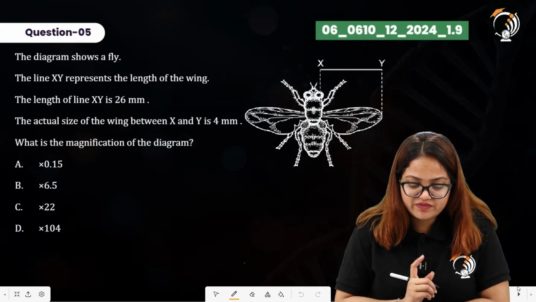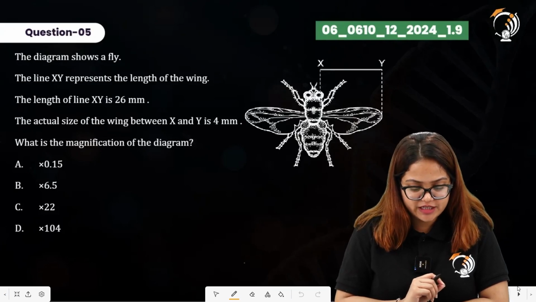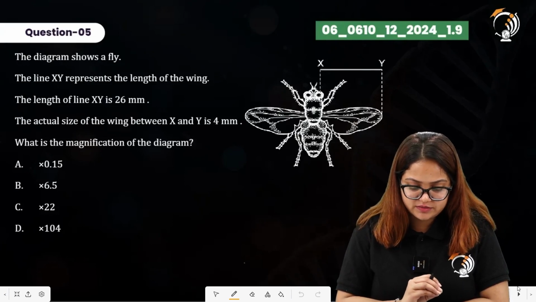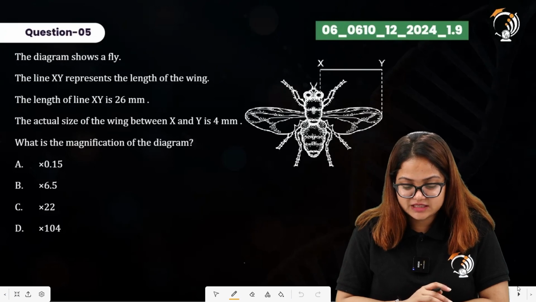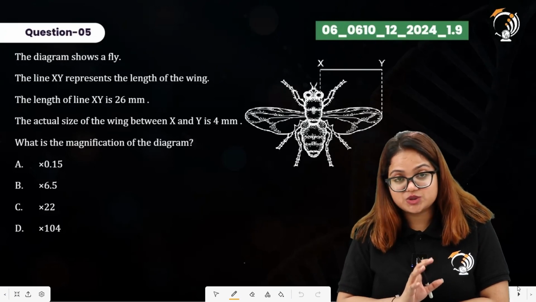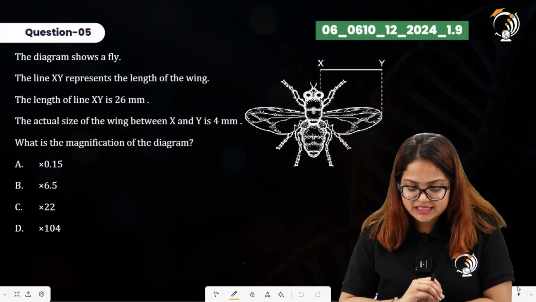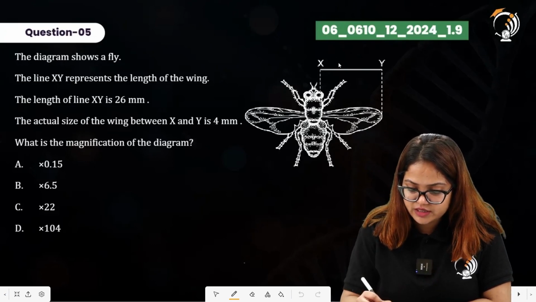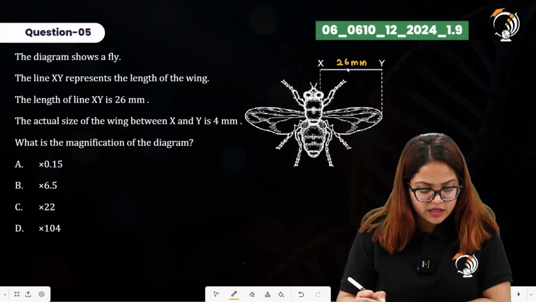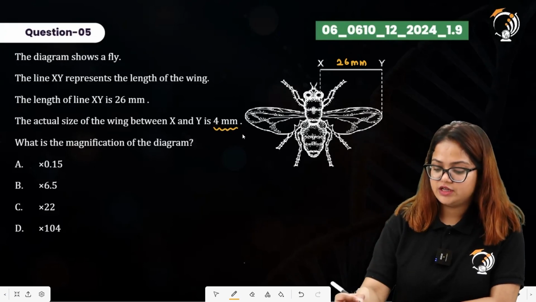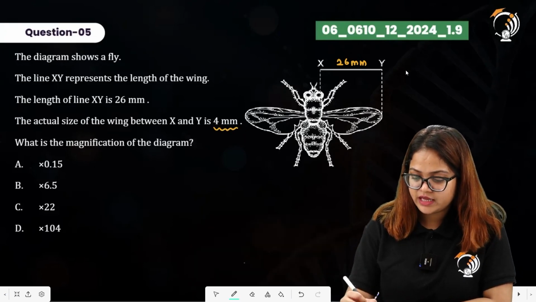The diagram shows a fly. We have this diagrammatic representation. The line XY represents the length of the wing. So this diagram is a magnified size of the actual size of a fly. The length of line XY is 26 millimeter. So this here is 26 millimeter. The actual size of the wing is 4 millimeter. Alright. So you can write it here.